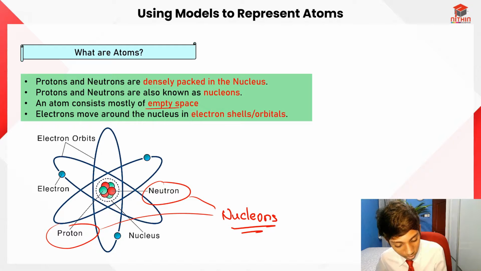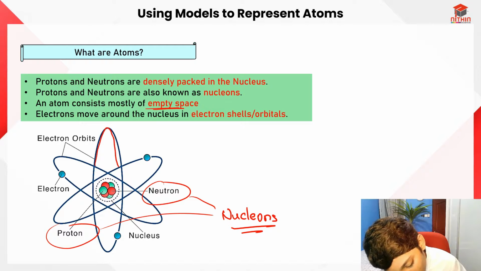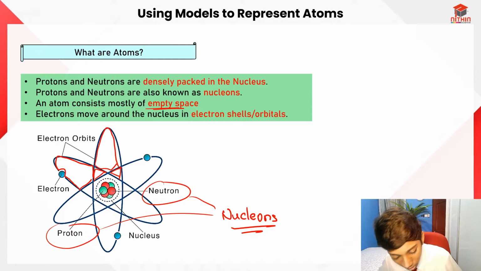Next, an atom consists mostly of empty space. This is the third point, empty space. This is really true, as you can see over here. This is empty space, this is empty space, all of this is empty space. So you get what I'm trying to say here, right? An atom is mostly empty space, and here I am outlining it to you.